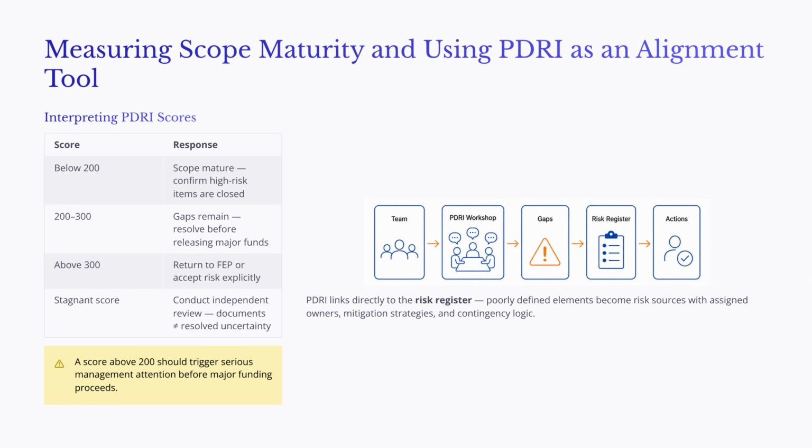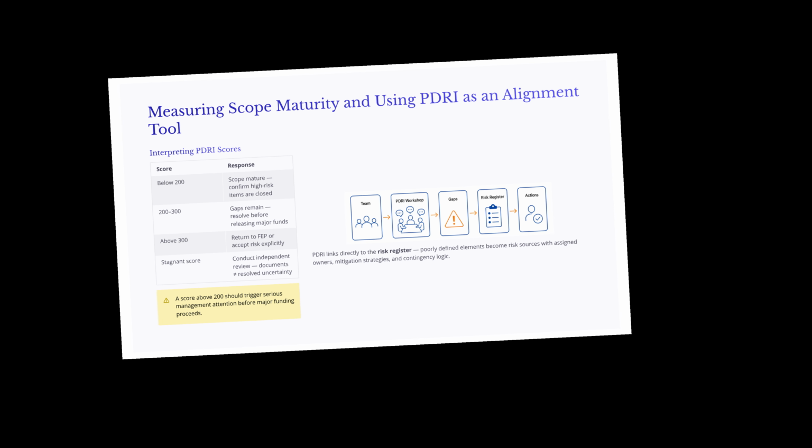This is where PDRI becomes an alignment tool. Poorly defined PDRI elements should be linked directly to the risk register. Each major gap should have an assigned owner, a mitigation strategy, a target date, and contingency logic. For example, incomplete site surveys may become a risk related to unknown underground utilities. Unclear functional requirements may become a design and operations risk. Unconfirmed long lead equipment may become a procurement and schedule risk. PDRI helps the project team move from vague concern to specific risk-based action.